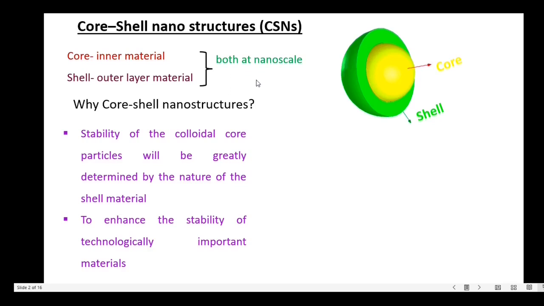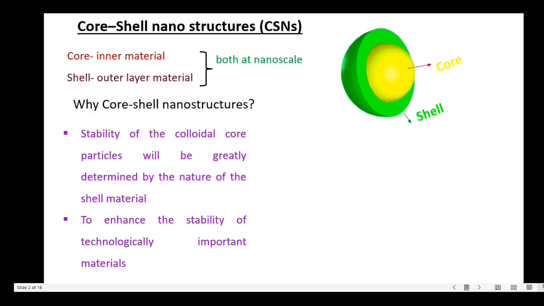Why do we prefer core-shell nanostructures? Core-shell nanostructures are mostly designed to improve the stability of the colloid particles. The colloid particles are nothing but dispersion of solid nanoparticles into a liquid. But due to the gravity or centrifugal motion, these solid particles try to settle down at the bottom of the liquid. Sometimes nanoparticle coagulation occurs. These all affect strongly the stability of the colloid particle.